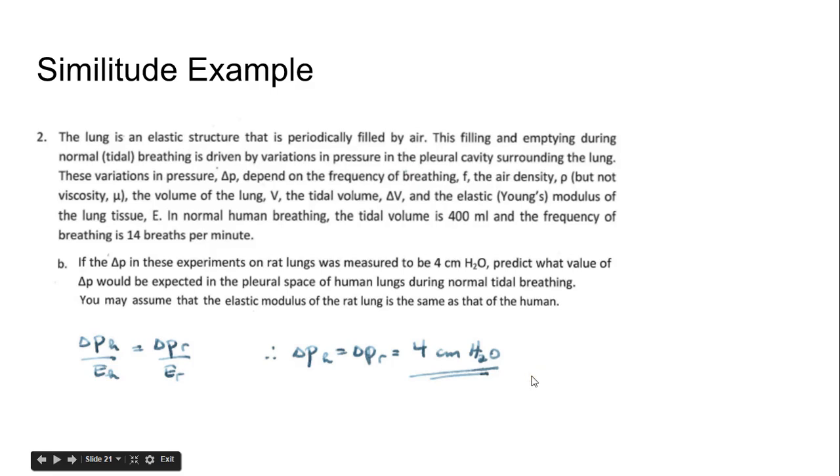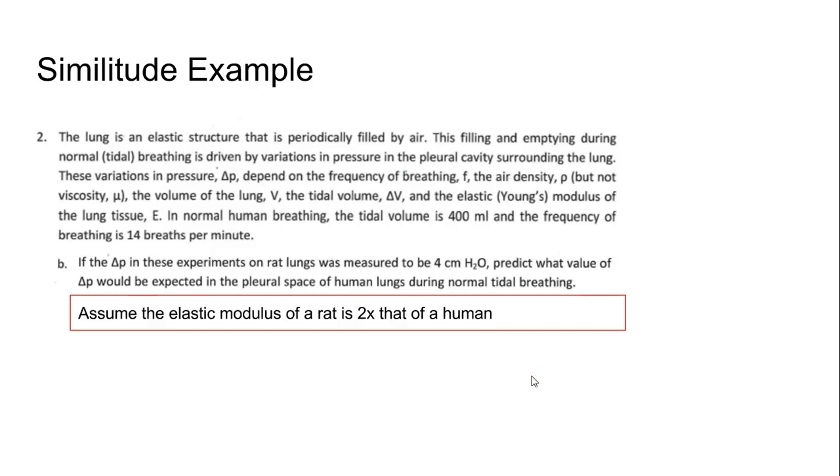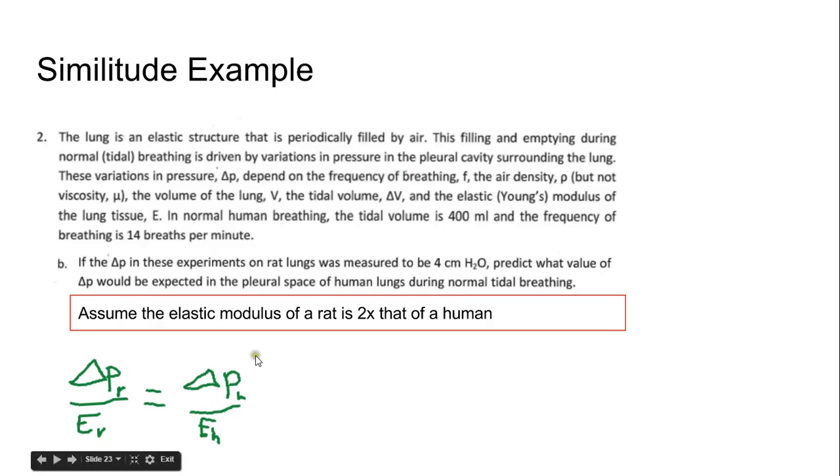But let's see what if I change this problem a little bit? Okay, so now I'm going to say they're not the same anymore. I just made this number up. So we're saying that assume the elastic modulus of the rat is 2 times that of a human, right? So now, again, we're going to start with this pi group, and then plug in the appropriate numbers. But before that, we're going to rearrange for what we were actually trying to solve for, right? In this case, that's the delta P of H. That's what we're solving for. So for the human case, all I did was rearrange this equation, so I solved for delta P of H, right? So I'm going to multiply the delta P of R and E of H, and then divide it by E of R, right? So I'm going to get this equation, and then I'm going to start plugging things in.